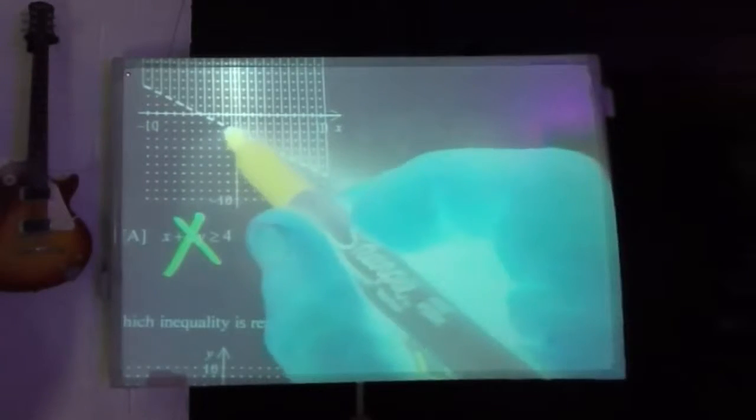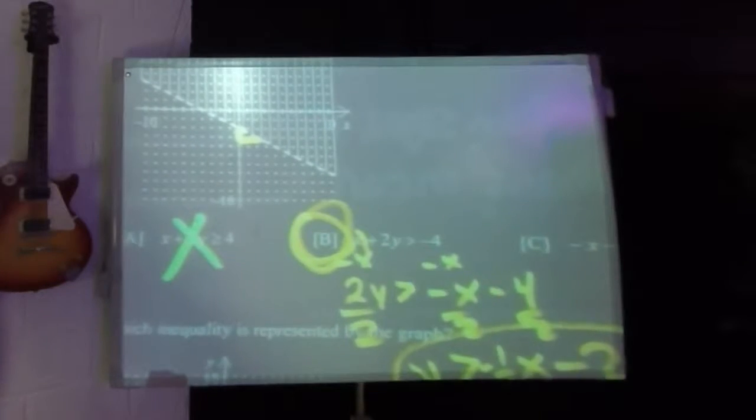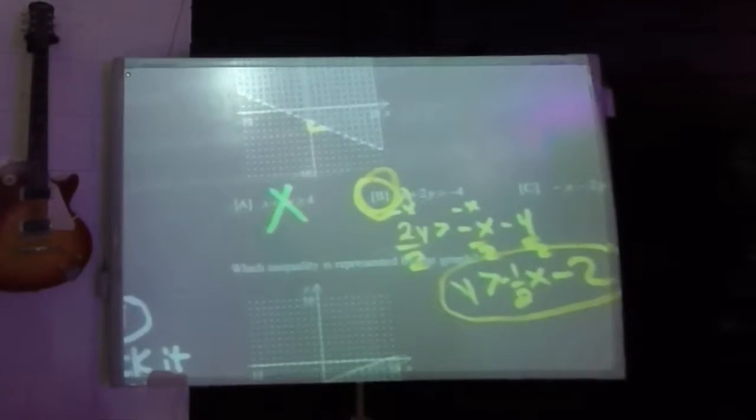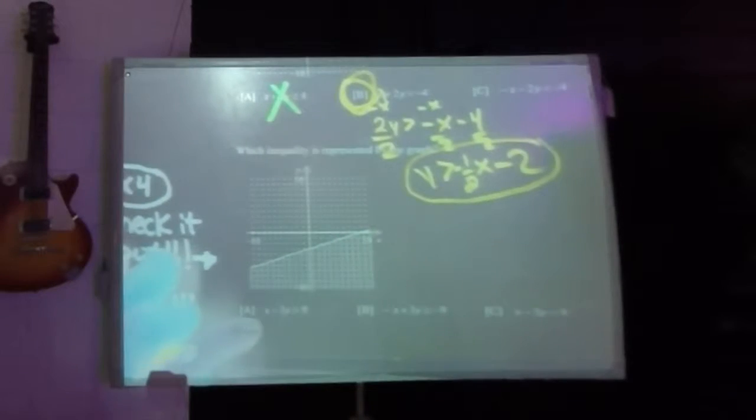I told you. Down 1 over 2, that's our slope. Down 1 over 2. So it's nice when it works out to be your first option. That'll happen like once every 10 times.